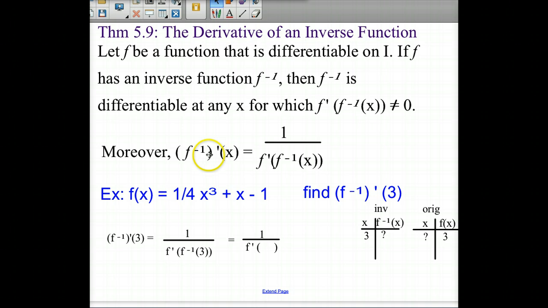Because here's the key feature. This notation means the derivative of the inverse at x. This is the inverse, and this prime means the derivative of the inverse at x. So the formula for the derivative of the inverse at x is 1 over the derivative of f at the inverse of x. So it's a composite function in the denominator. This is the original function's inverse. This is the original function's derivative. And you put the inverse inside of the derivative.